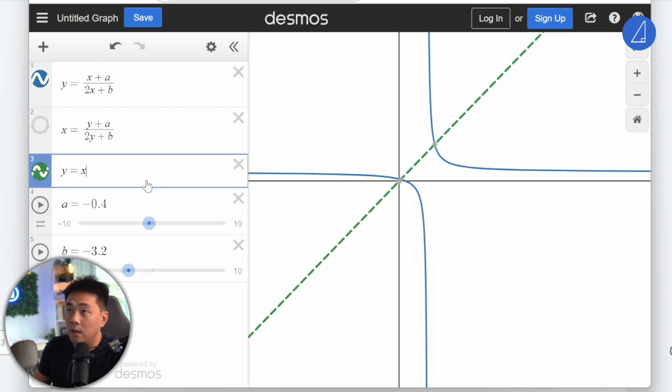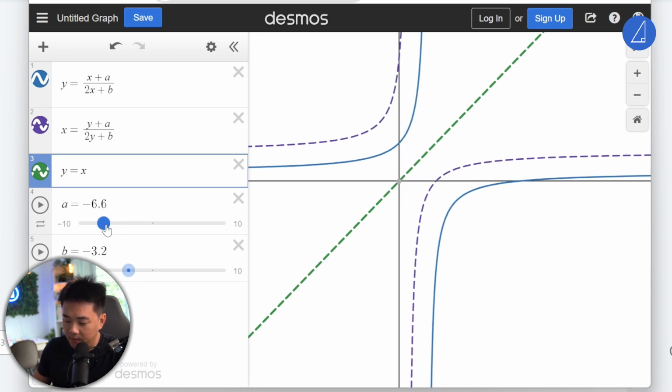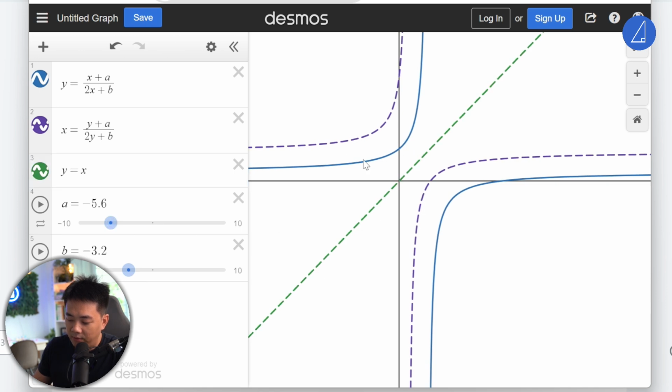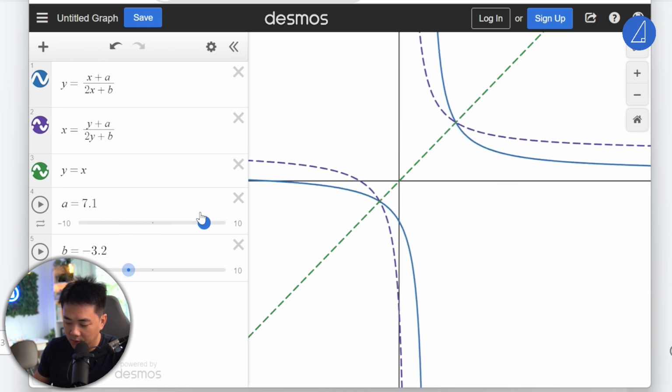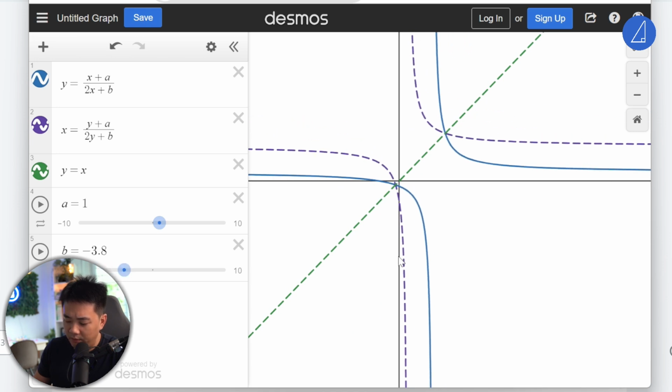For the inverse graph, just take note, the inverse graph basically just means that y becomes x, and x becomes y. So when you draw the inverse graph, it will be a reflection of this about the green line y equals x. As I vary this, you realize that when I reflect the blue curve about the green line, I get the purple curve, right? No matter where I go, it will be reflected.